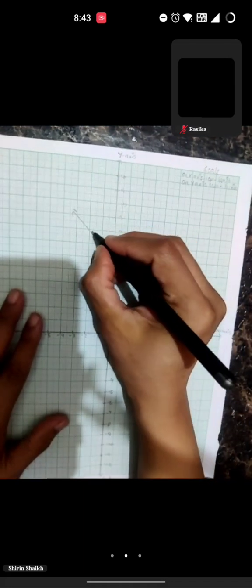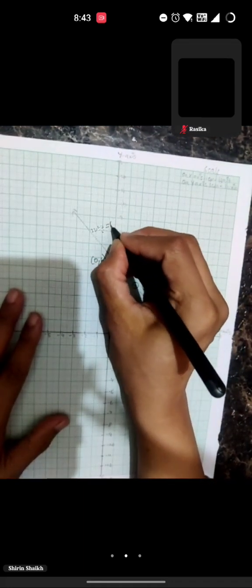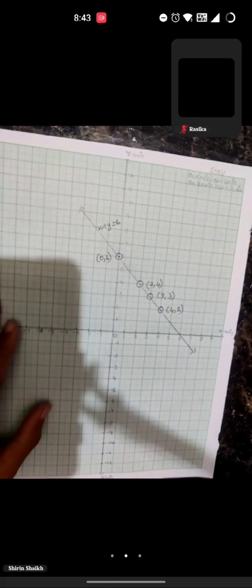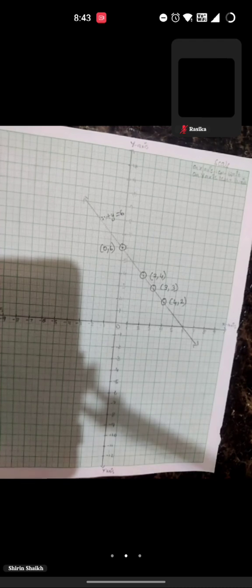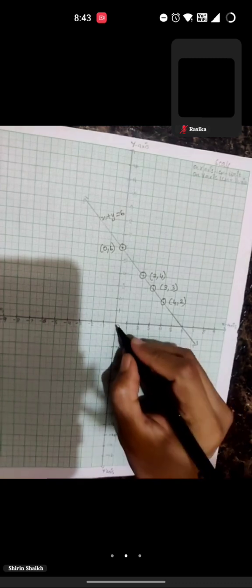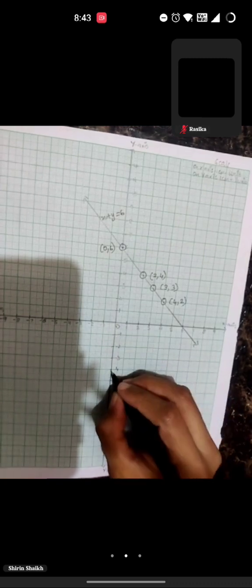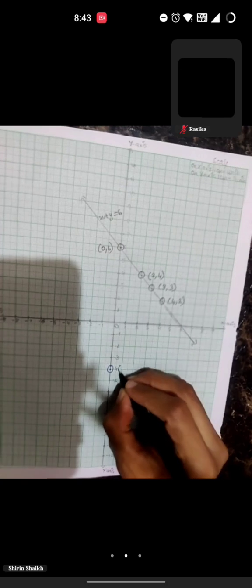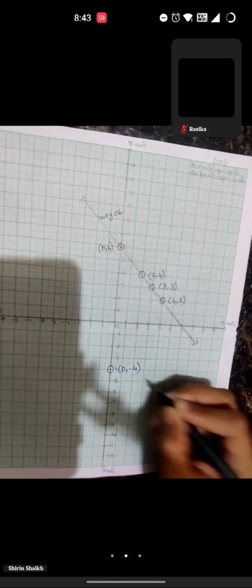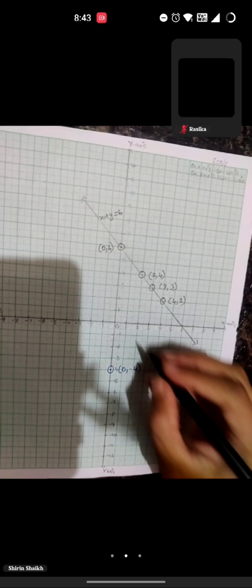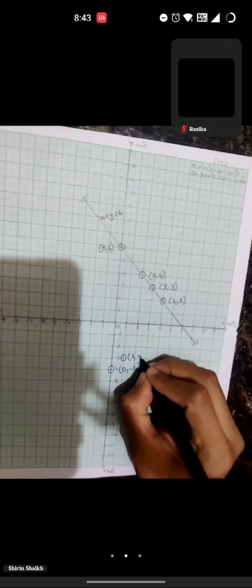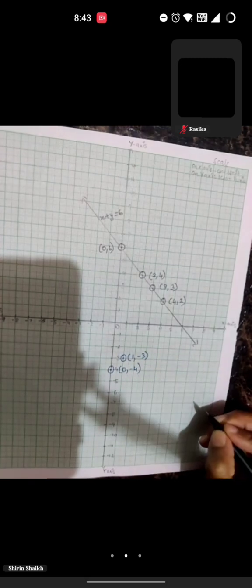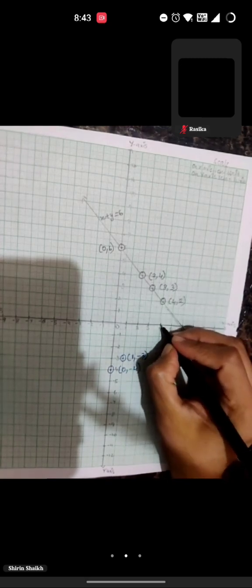And you have to write the name of the equation, x plus y is equals to 6. So this is my first equation. Now I am plotting the second equation. First is 0 on the x-axis and -4 on the y-axis. So 0, -4. Second, 1 and -3.